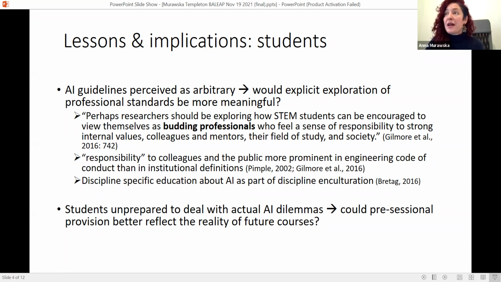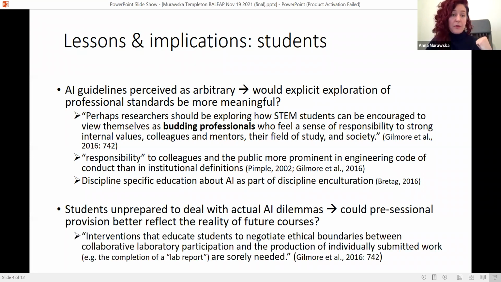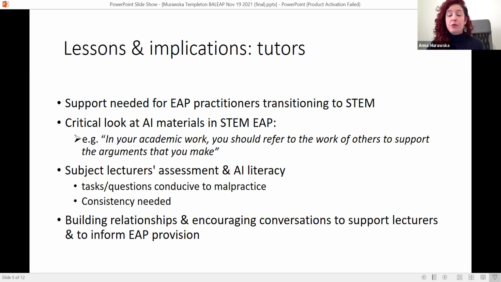Moving on to the second point, the second thing that I've noticed is that students maybe are not as well prepared to deal with actual academic integrity dilemmas as we would hope they are. My example on the previous slide was about sharing code, but the literature here points to collaborative tasks with individual submissions, for example lab reports, where students work together in the lab, but then the submissions are individual. These are relatively popular teaching activities in STEM. And maybe we need to find a way to help students navigate this difference between collaboration and collusion.